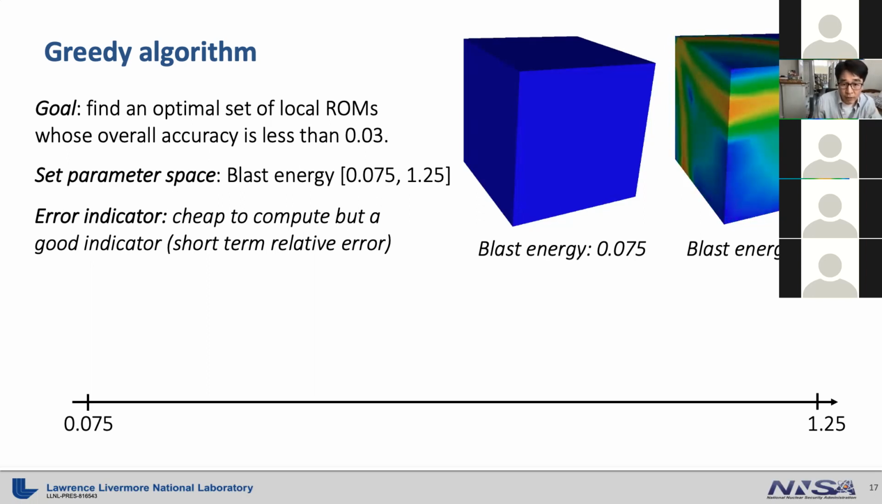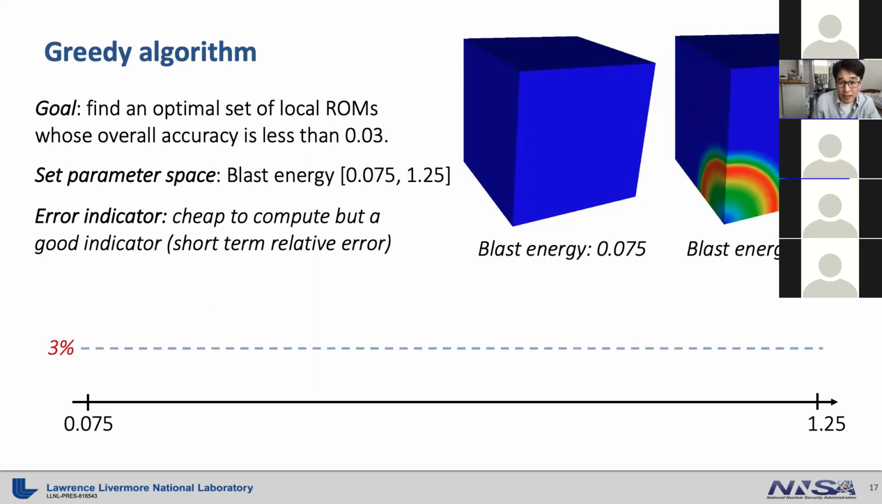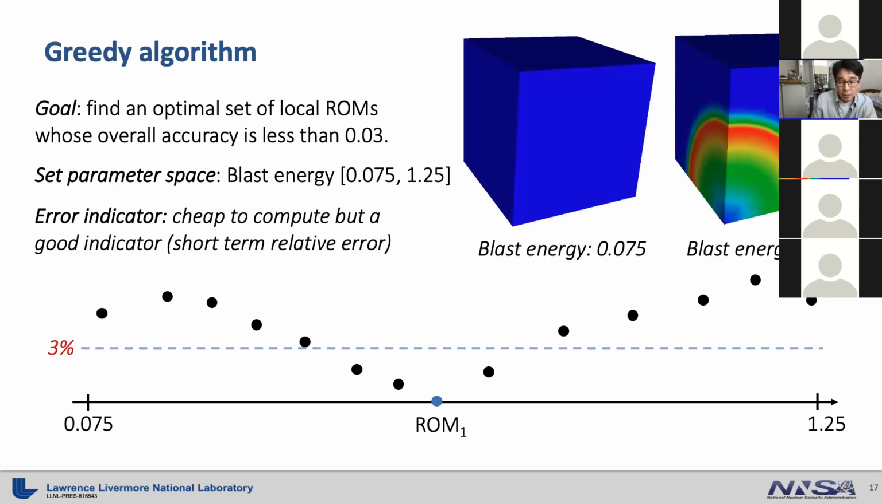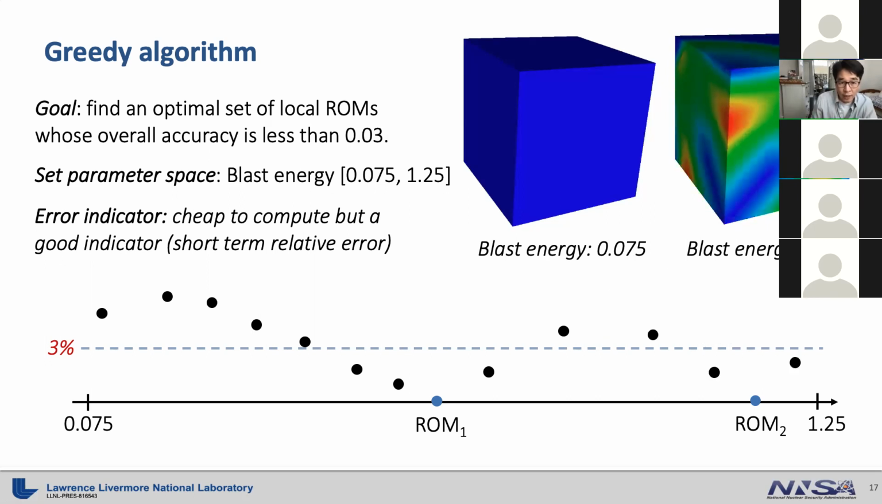Now the greedy algorithm starts by setting a desirable accuracy level. Let's say 3% relative error is desirable. Then build the first local reduced model in the middle, right? And then you compute the error indicator on the sampled points over the whole parameter space. The error indicator computation is cheap, so you can do that for many sample points. Then find out where the maximum error indicator occurs. This is denoted by this red point here. Then you build a local ROM there. Since you built a local ROM there, the error indicator goes down around that area. And then find the next maximum point, which is denoted by this red point, and you build a local ROM there. And you repeat this process until the overall error indicator is less than 3%.